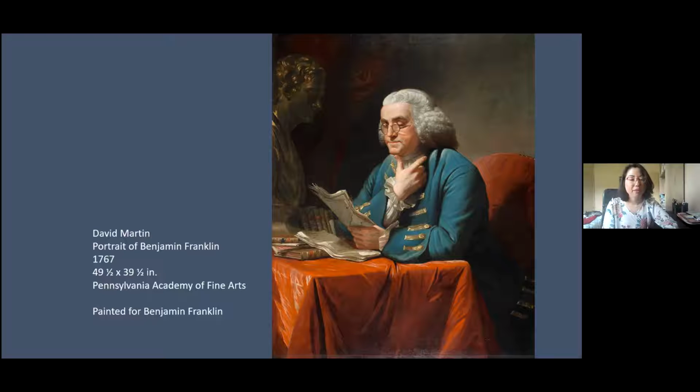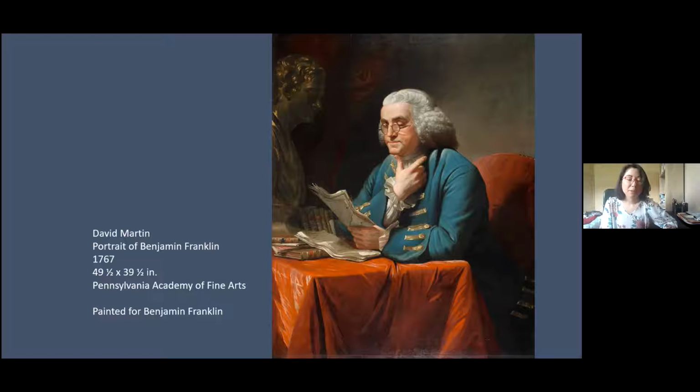And it's a rather unique pose. So family and friends actually remembered Franklin holding his chin up with his thumb, just like this, while he was reading to help keep his spectacles in focus. And so the artist is therefore capturing Franklin in a pose that was very distinctly his.